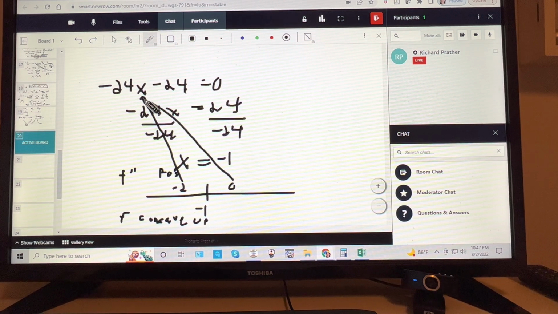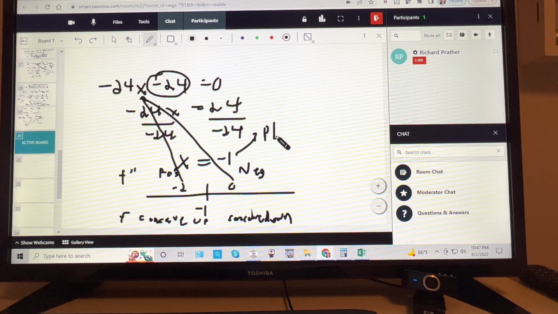And then if you plug 0 in, you obviously get negative 24. It's negative in this region. So then the original graph switches to concave down. And because we switched from up to down exactly at negative 1, negative 1 is the point of inflection. Or not the point of it, but the x part of the point. But there is a point of inflection exactly at negative 1.